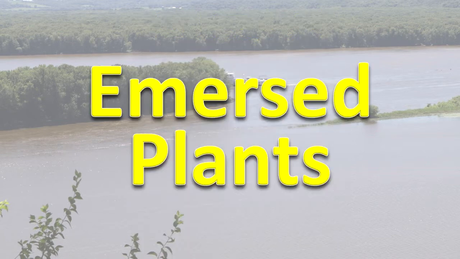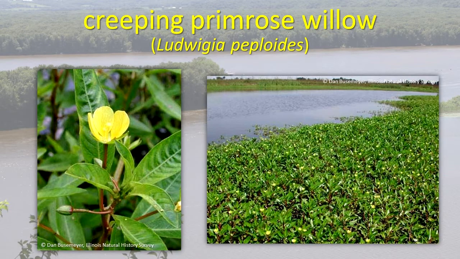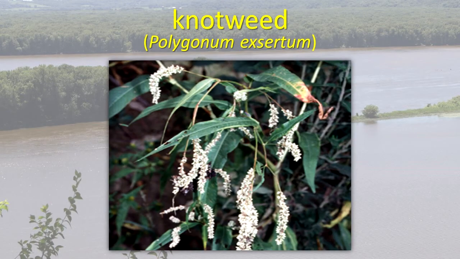Emersed plants. Emersed plants grow above the water in shallow areas along the shoreline. Common arrowhead plants are also called duck potato plants because of their tube-like roots that are a favorite food of waterfowl. Their leaves are shaped like arrowheads, and they produce tiny white flowers. Creeping primrose willow has hollow red stems that extend from the shoreline. Beneath each stem is an extensive fine root system below the water. In the summer, this species produces bright yellow flowers. Knotweed has jointed stems. In the summer, it produces dense clusters of pink or rose-colored flowers.